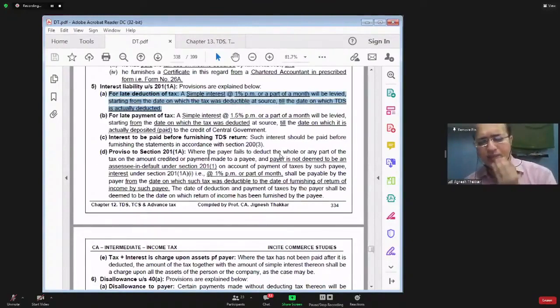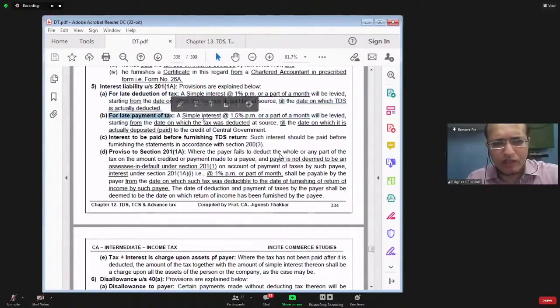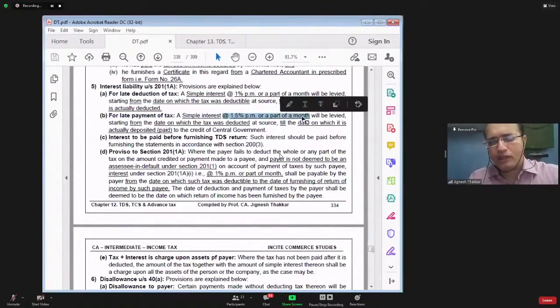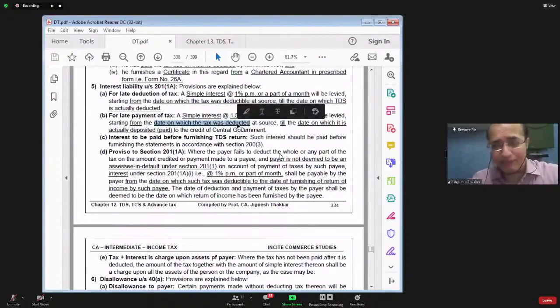Now let me take one example for late payment of tax. First of all, interest for late payment of tax will be levied at what rate? Simple interest will be levied at the rate of 1.5% per month or part of the month. If you pay tax late to the government, the government will levy interest at 1.5% per month or part of the month, from the date on which tax was deducted till the date on which tax is actually deposited or paid.